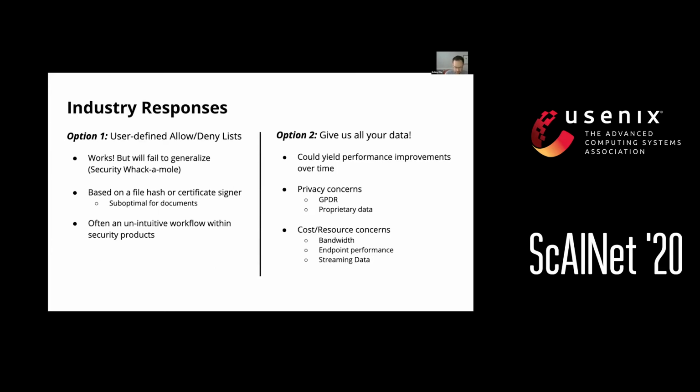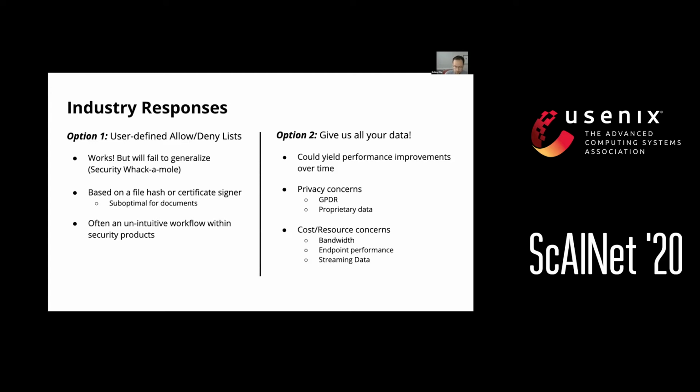So we as an industry really have two options at our disposal right now. Option one is putting the power back in the user's hands in the form of allowing them to allow list or deny list something. And this works. They can use a file hash or a certificate signer to basically play whack-a-mole. It's this one-to-one relationship where a hash equals a file or sample. But this doesn't generalize well, and can be very time consuming and very frustrating from a workflow standpoint.